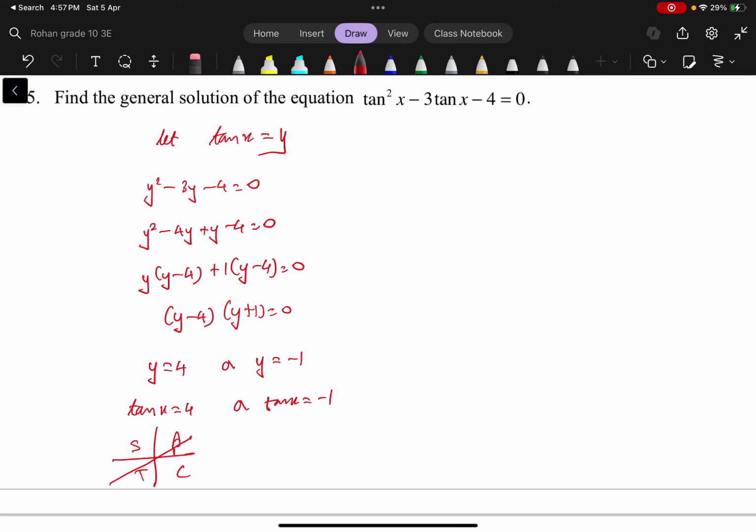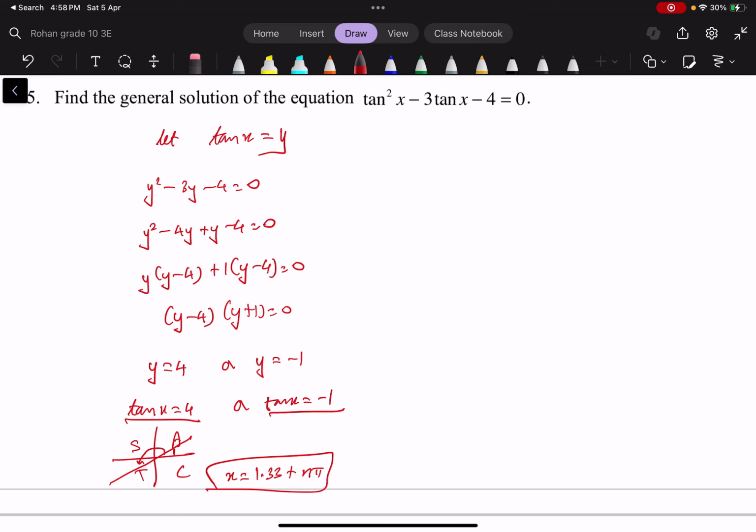Tan inverse of 4. How much is that? 1.33. So your general solution will be 1.33 plus n pi. Because you're adding n pi anyway, there's no need of writing the other angle. So that's your general solution for this part.